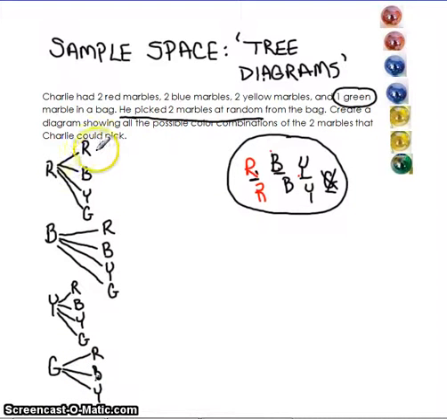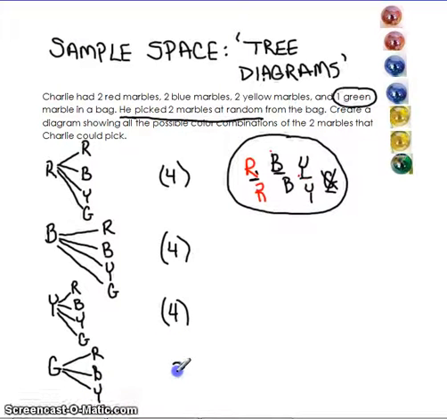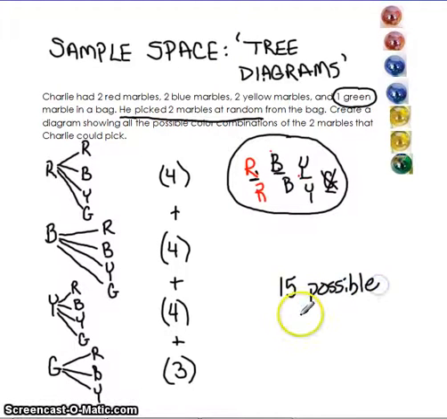And now let's just count them. How many possibilities here? Well, 1, 2, 3, 4 things could happen there. 1, 2, 3, 4 things could happen here. 1, 2, 3, 4 things could happen here. 1, 2, 3 things could happen here. So let's just add all these up. 4, 8, 12, 13, 14, 15. There are 15 possible combinations.